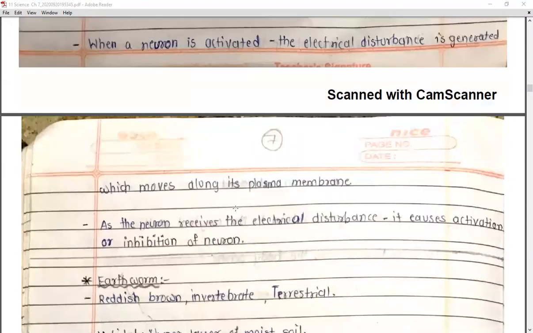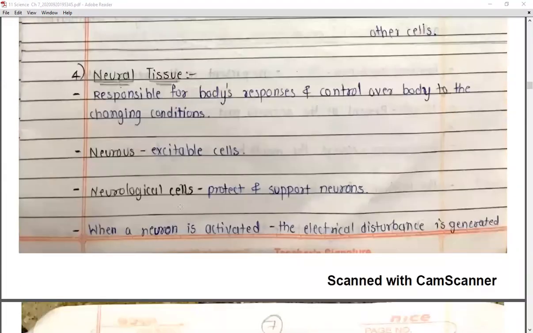Now, as the neuron receives the electrical disturbance, it causes activation or inhibition of the neuron. So here, as the neuron receives these electrical signals or electrical impulses, right, it gets activated, or sometimes, once it has sent the message, that particular neuron becomes inactivated, right? So up till here, that is what it was about the neural tissue.